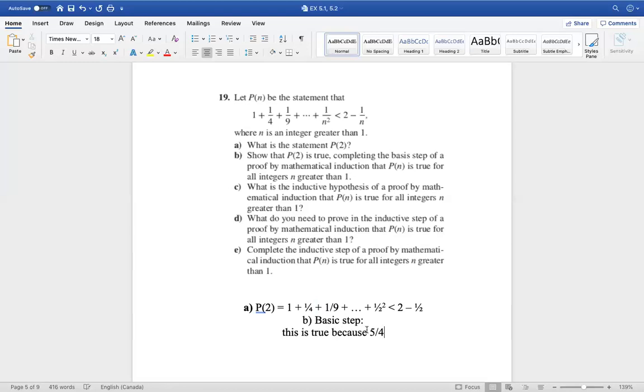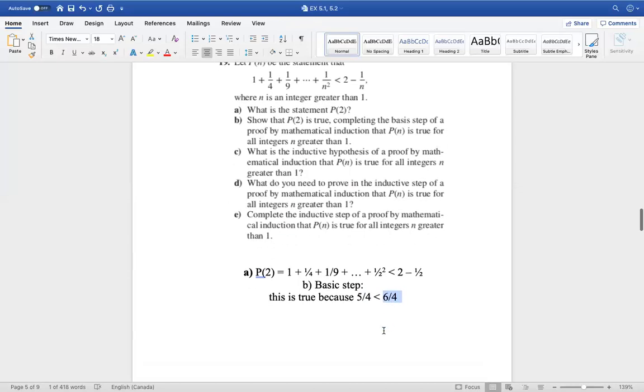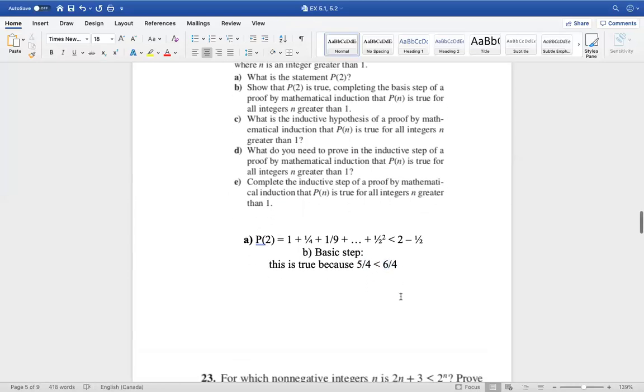We know that this is true because, if we evaluate this one here, it comes up to 5 over 4, right? And this is less than, if we evaluate this, 6 over 4. So if we inject 2 in this statement, 5 over 4 is what we get on the left hand side, 6 over 4 is what we get on the right hand side, and therefore we know that this is true because 5 over 4 is less than 6 over 4.